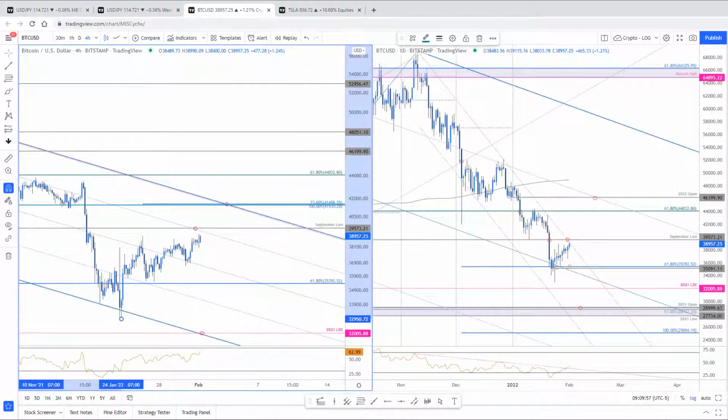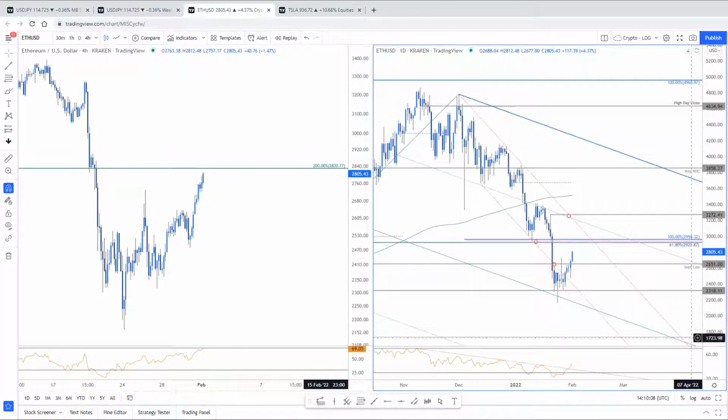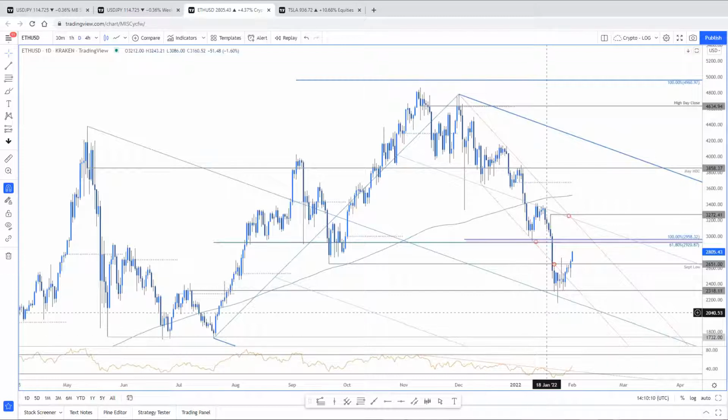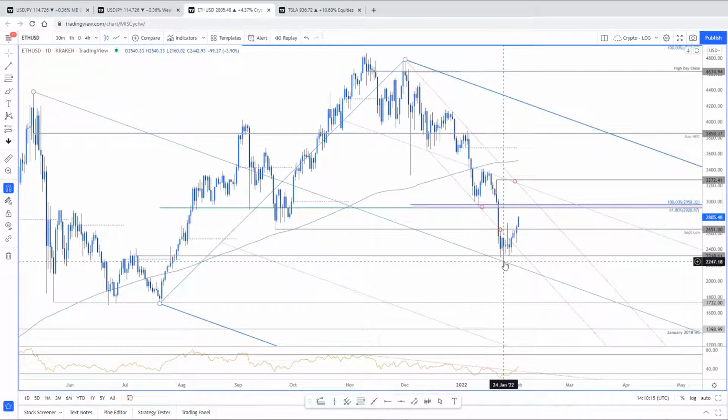Ether is in a very similar scenario on the recovery there as well. Not quite as clean, but for Ether, I'm looking for 29.58. That's sort of the line in the sand, again, to alleviate further downside pressure in that crypto. Very similar scenario, both coming off median line support.